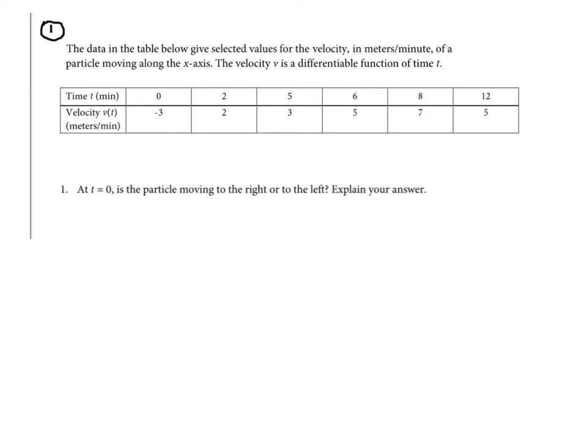The data in the table below gives selected values for the velocity in meters per minute of a particle moving along the x-axis. The velocity v is a differentiable function of time t. Now, before I even get into what the question's asking about, there's a lot we have to pull out of this. The first thing I say to myself is that key calculus word where differentiable pops up, and I need to be looking for that because it's important to know if my function is differentiable or not. And the second I see that word, I make a nice imply symbol, my double arrow, and I say that also implies that my function is continuous.